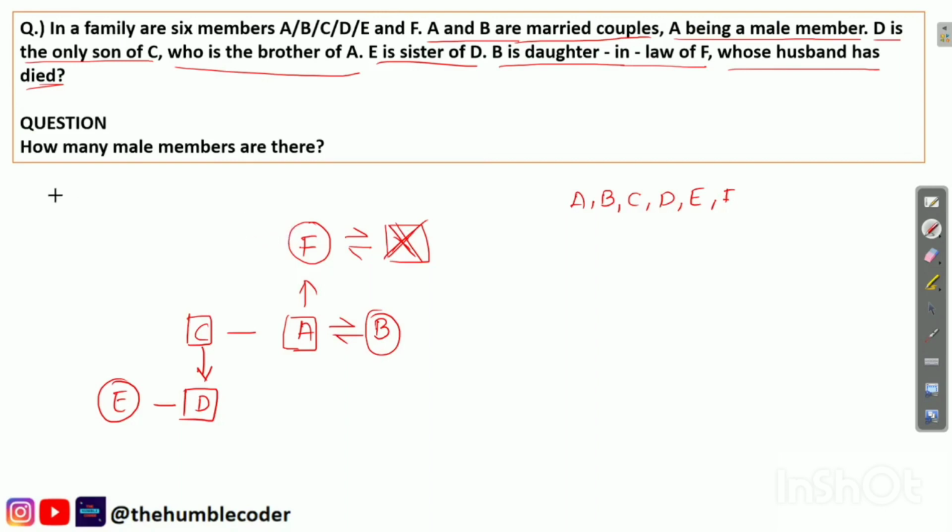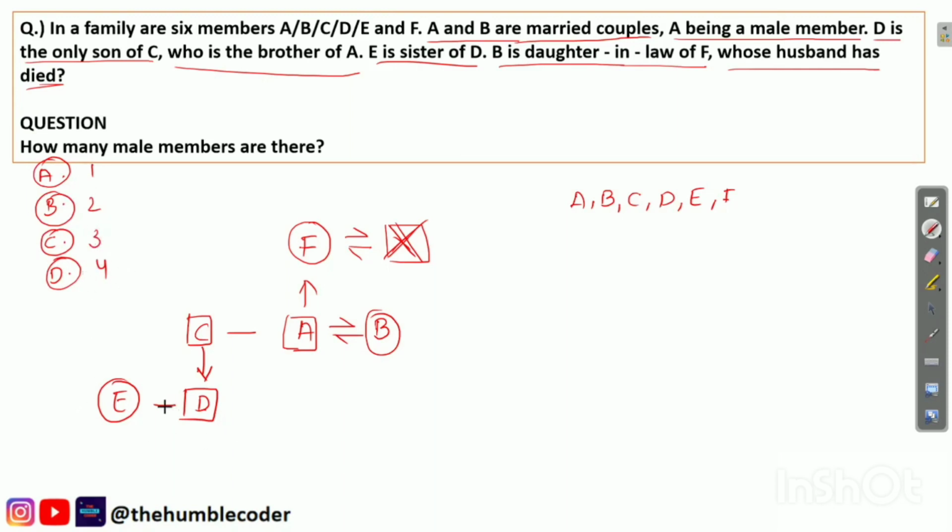Okay, let's see the question now. How many male members are there? So in the diagram we can see that 1, 2, 3 male members are there. Now suppose you are in the exam and you are given the options as A, B, C, D, and option A is 1, option B is 2, option C is 3, and option D is 4. Okay, now suppose you are given these options, so you have the option as 4 also, right?